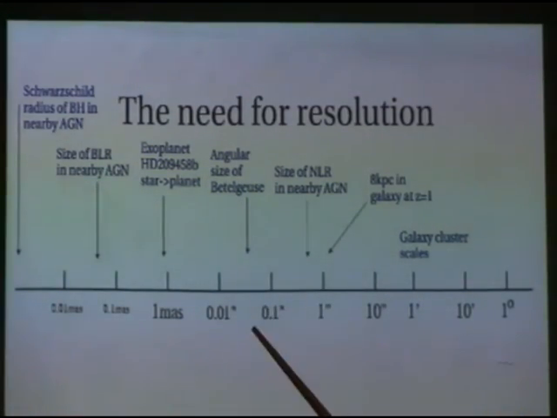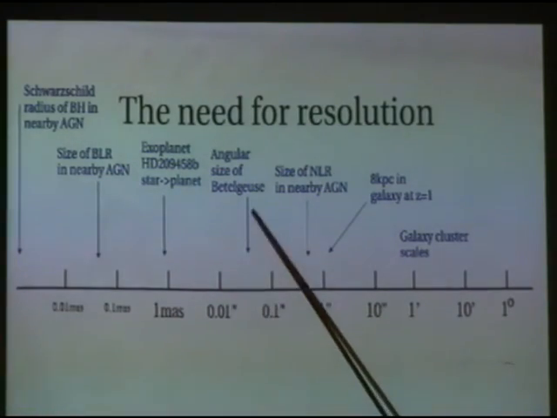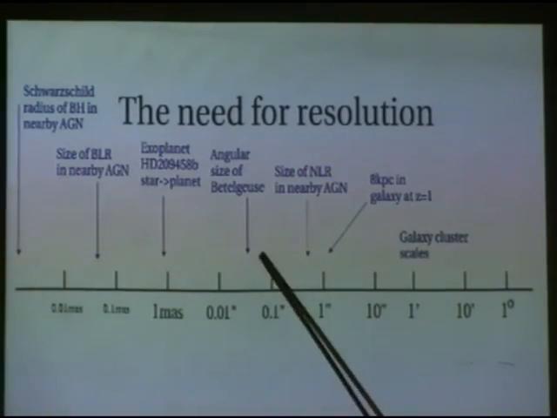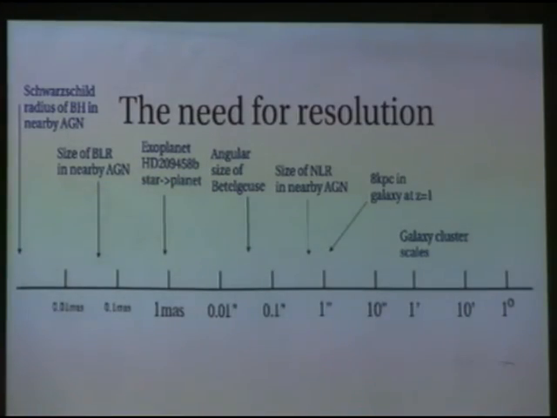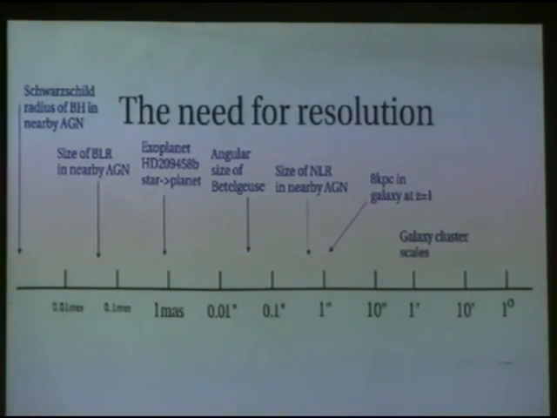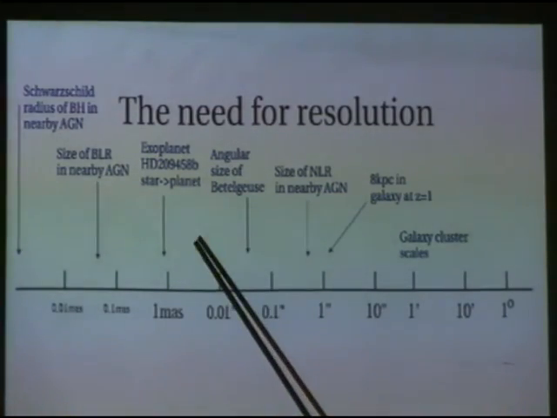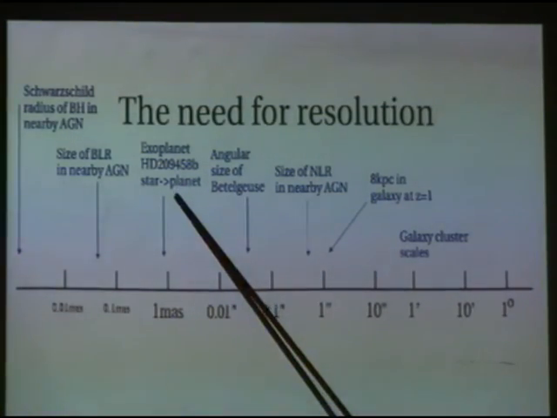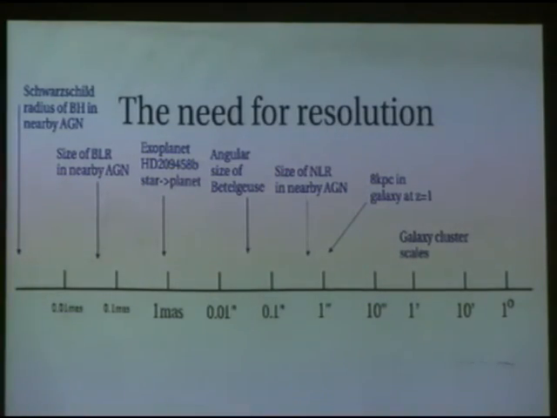Then if you go to smaller scales, you will have the angular size of Betelgeuse, one of the brightest stars in the sky. But of course, we want to go farther. So what is the typical size of an exoplanet? We are already in the milliarcsecond regime. This is very small. So you really need very big collecting areas, a lot of resolution to be able to do this kind of science.